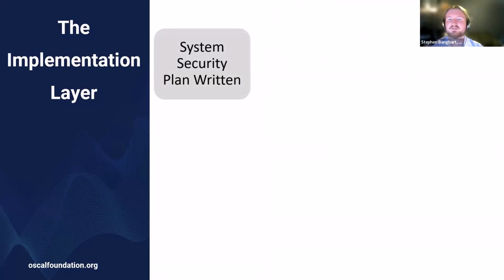So let's do the same thing we did for the controls layer. Let's look at the non-automated approach and understand how that maps into the automated future that OSCAL helps enable.